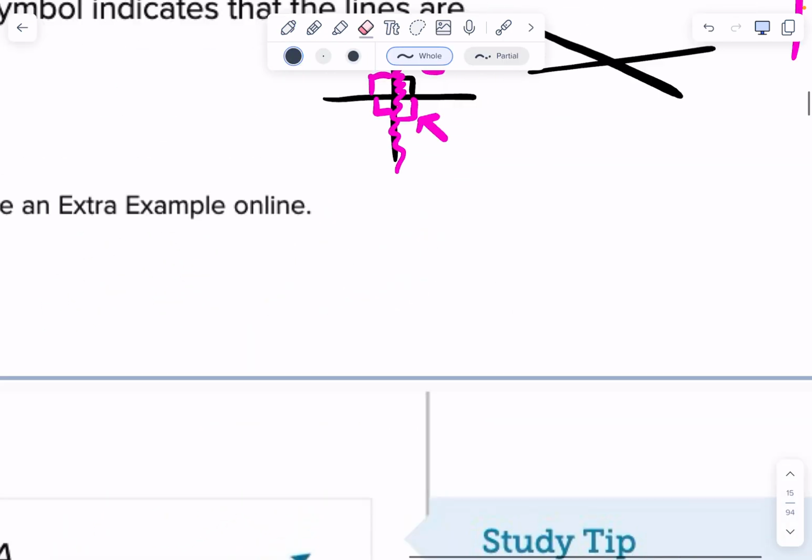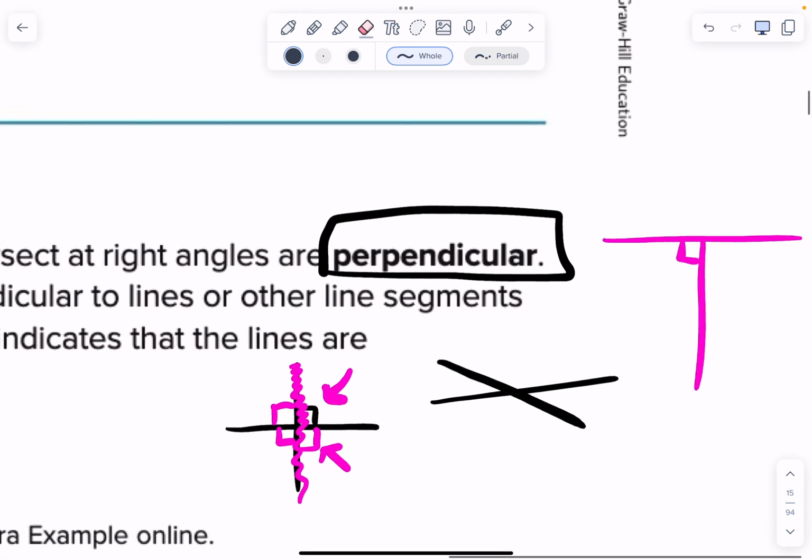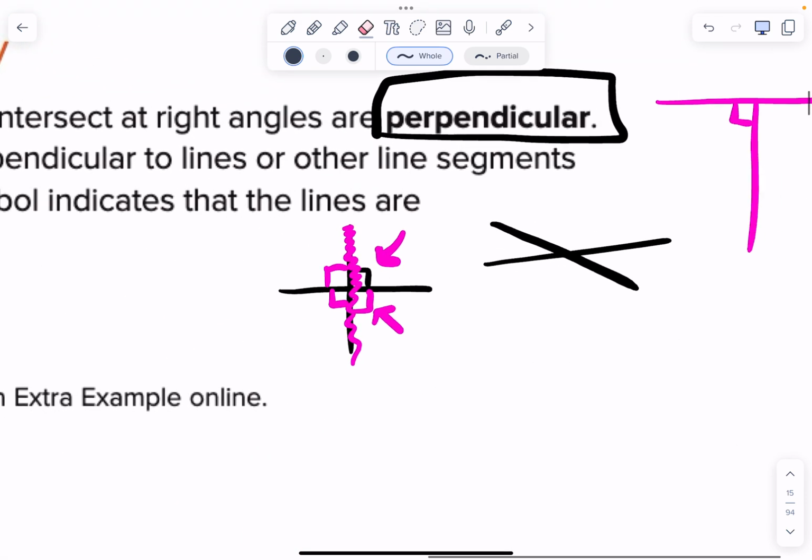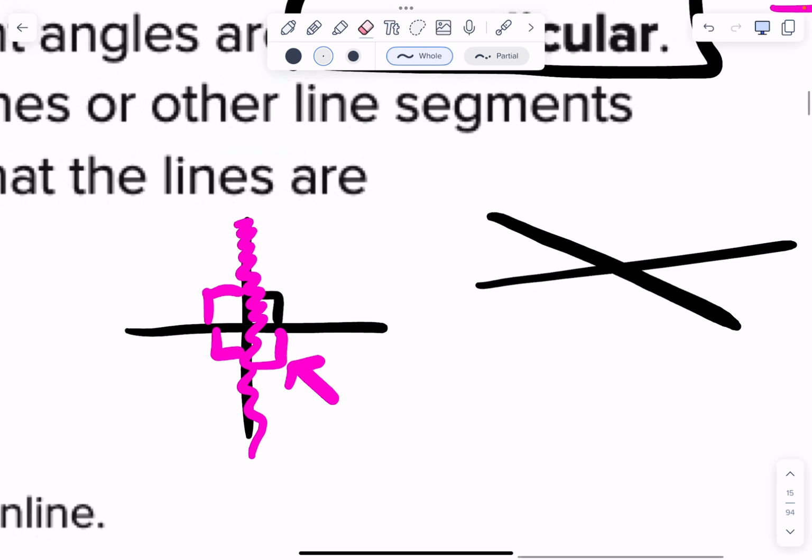Perpendicular. All right, now, oh, by the way, let me go back to my picture over here. Look at this picture real quick.